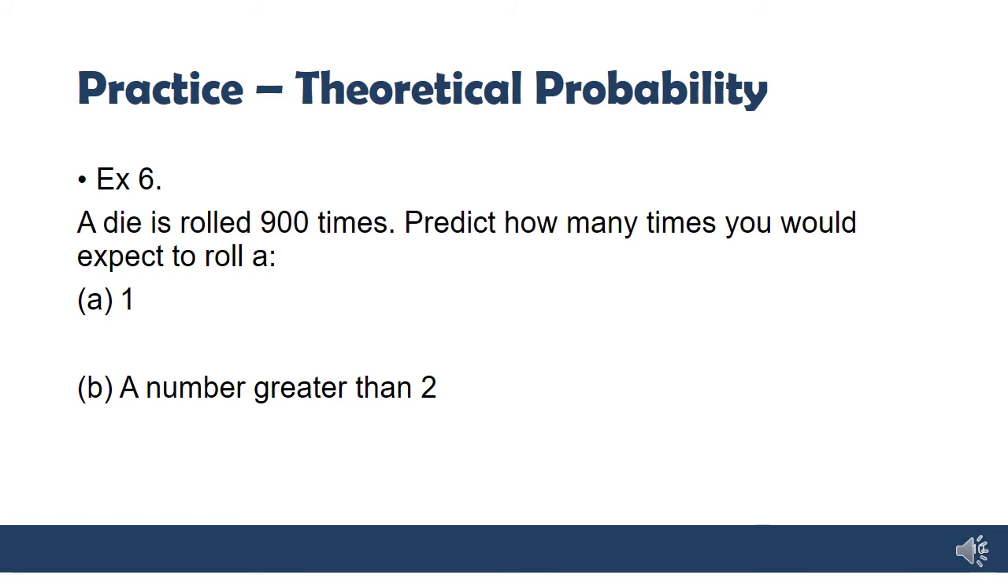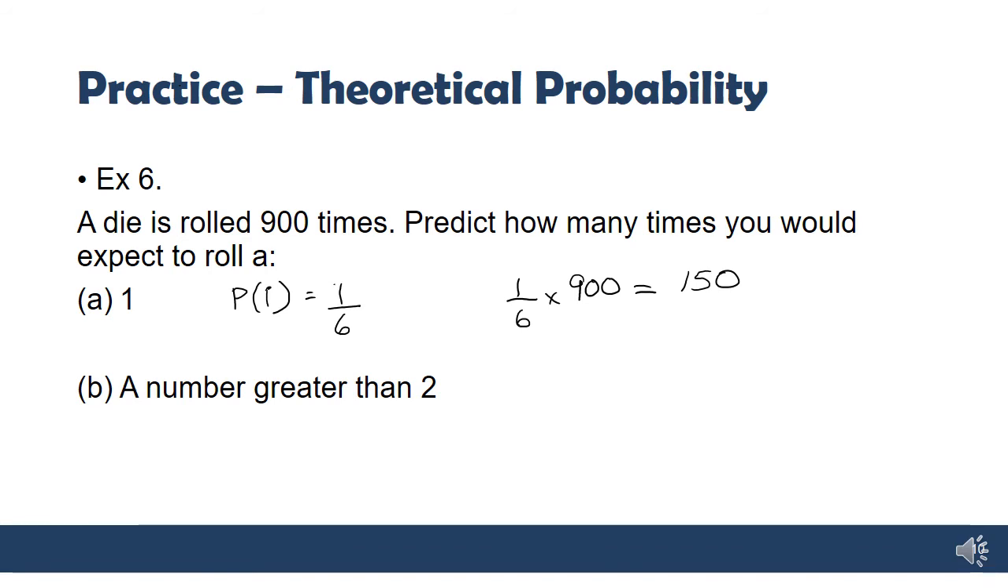Another example where I'd like you to pause and see if you can start this one on your own. Right, we're predicting how many times we expect to roll a 1 if we're going to roll the die 900 times. So let's use our theoretical probability. The probability of rolling a 1 is equal to 1 out of 6 total outcomes. Now, if we were to roll it 6 times, we would expect to get it 1 time. So if we now roll it 900 times, then my predicted number of 1s is going to be 150. So out of 900 rolls, 150 of them should be 1s.